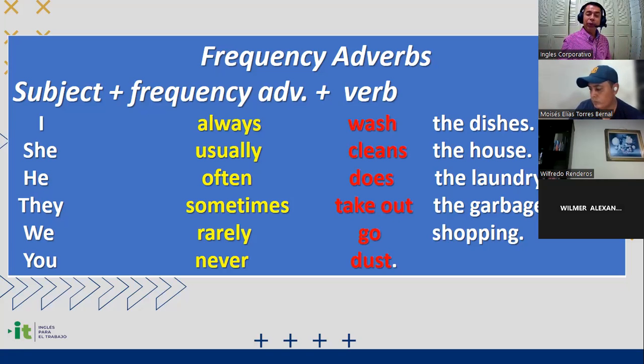Okay, so in this case, we have the structure. Look. Subject, frequency adverb and the verb. This is the structure, right? The exception is sometimes. Sometimes lo podemos poner antes del sujeto y después del sujeto. It's an exception, right?